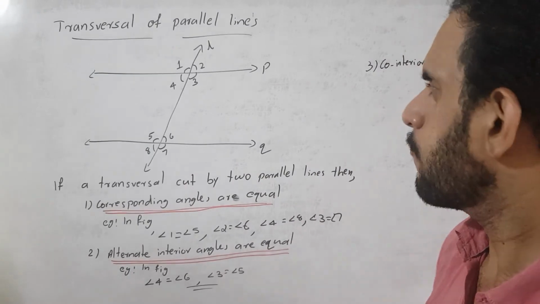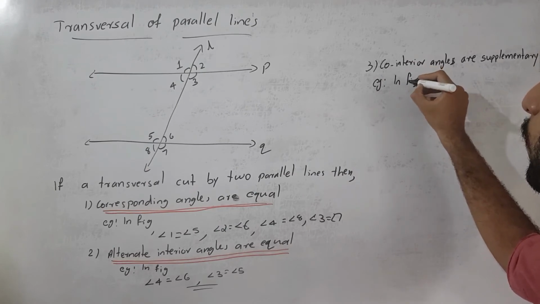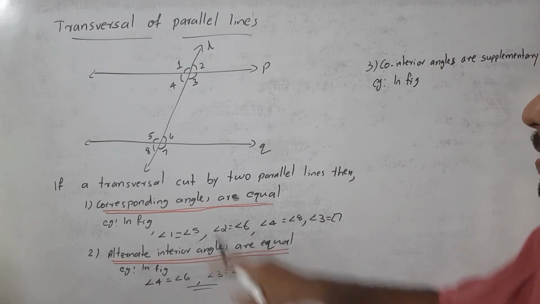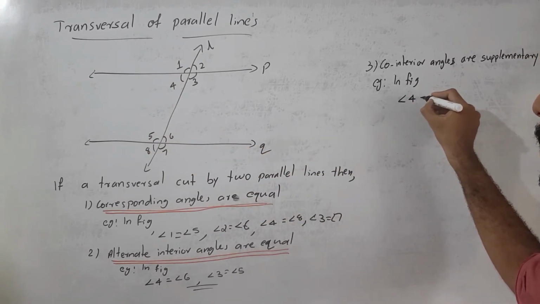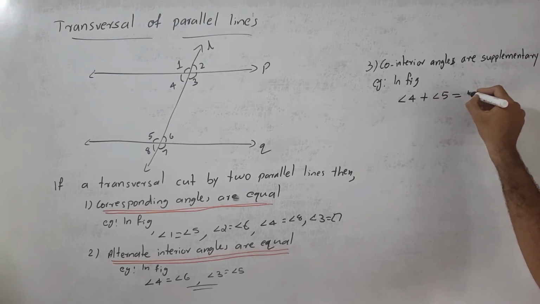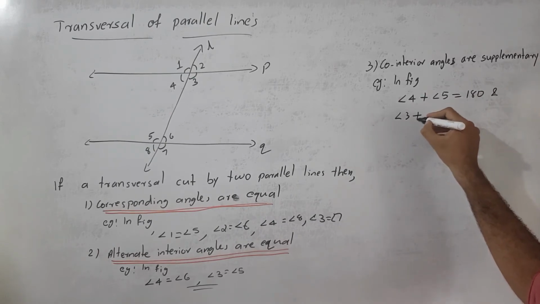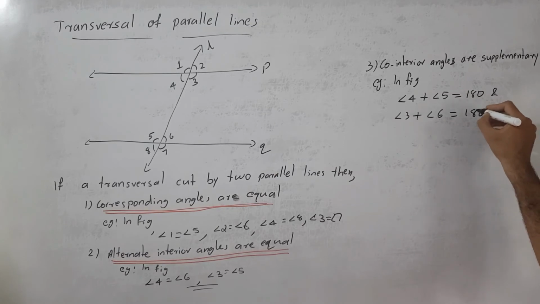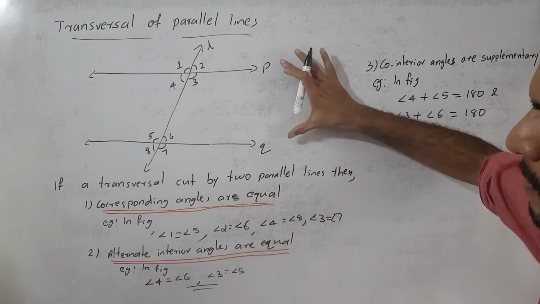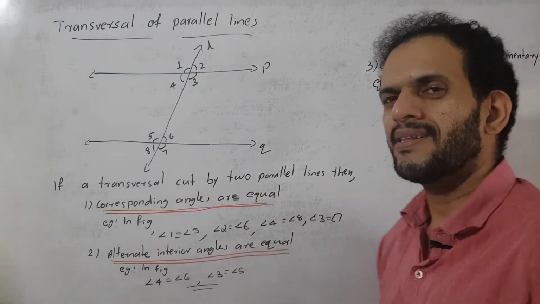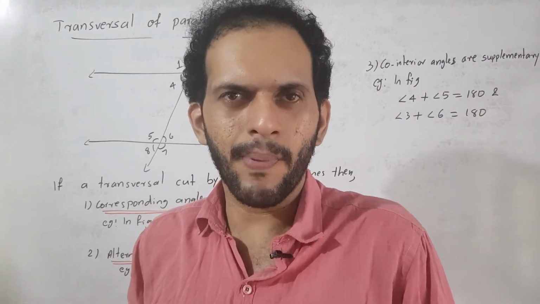So what is the property in the figure? Example, in the figure what do we get? We get the result, co-interior angles are supplementary. That means angle 4 plus angle 5 is equal to 180. Angle 3 plus angle 6 is equal to 180. Okay, the co-interior angles are supplementary if the two lines are parallel. These are the three properties when a transversal cuts two parallel lines.